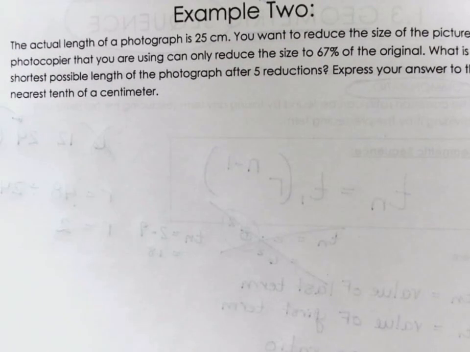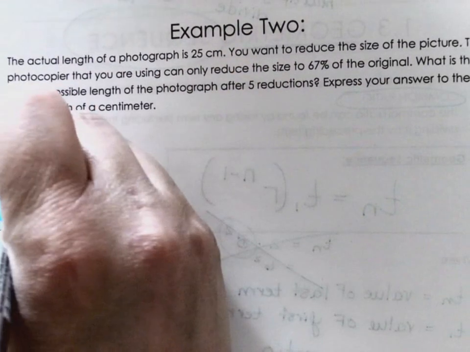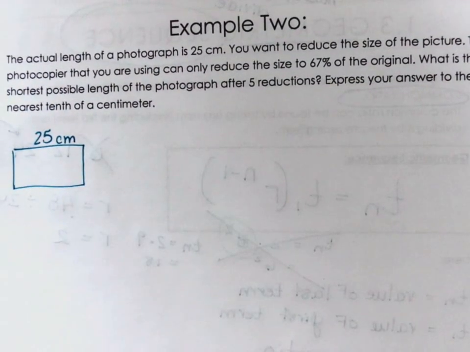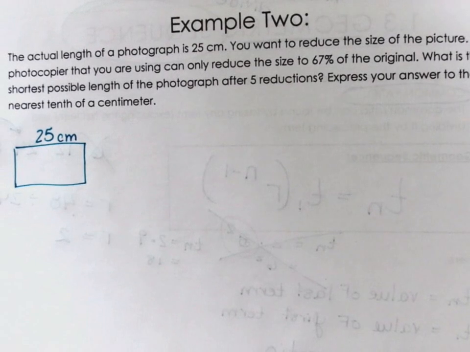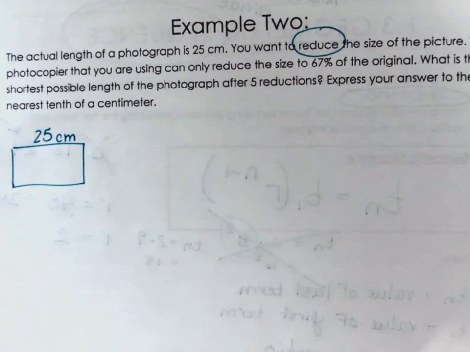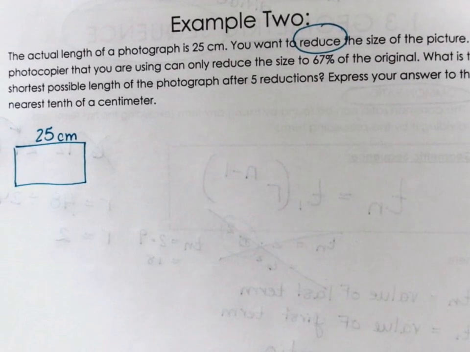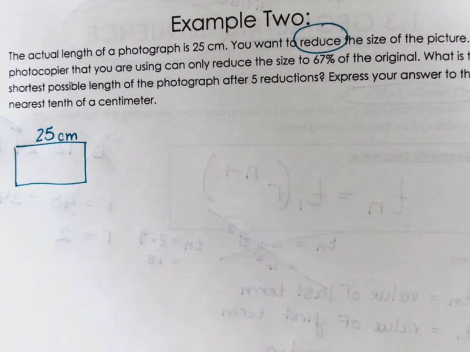Okay. A photograph is 25 centimeters, the length of the photograph. We want to reduce the size of the picture. So right away, reducing, we're going to be making it smaller, right? The photocopier that you're using can only reduce the size to 67%. Hey, true story. When I go to reduce something on our photocopier, 67% is the number. What is the shortest possible length of the photograph after 5 reductions?